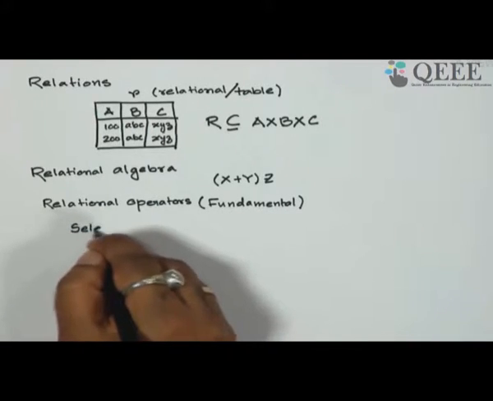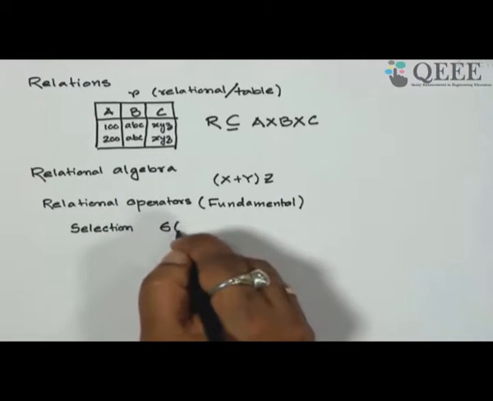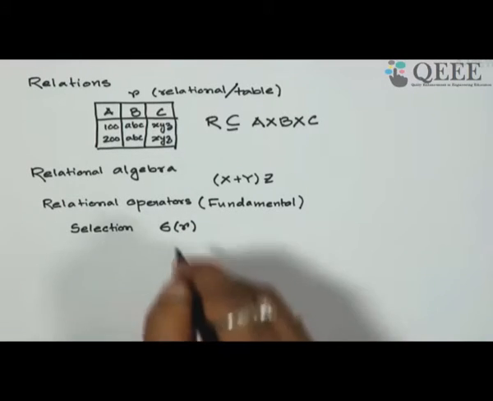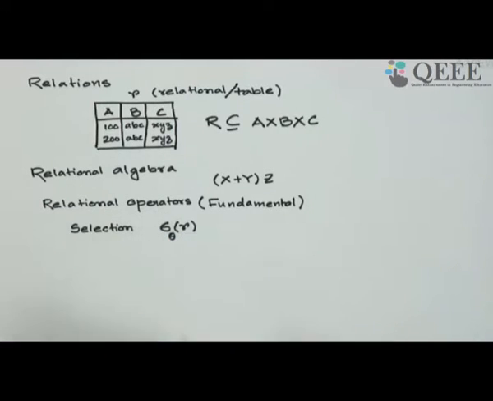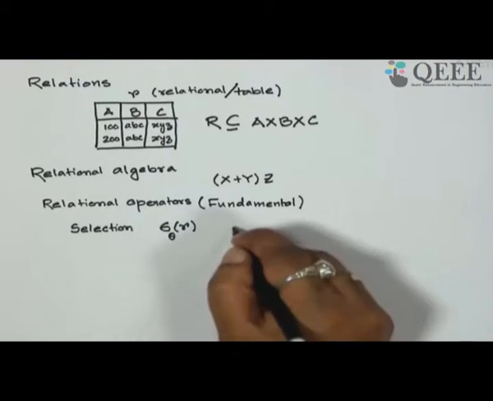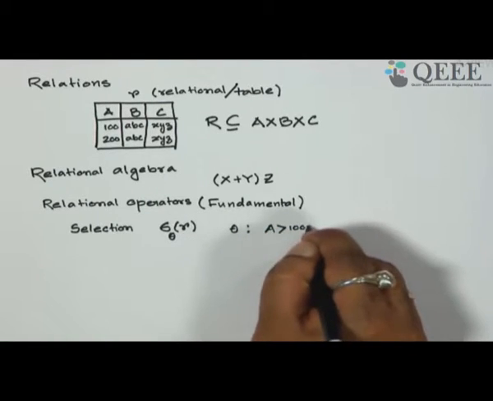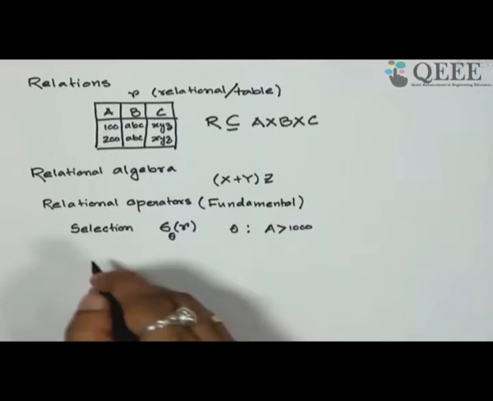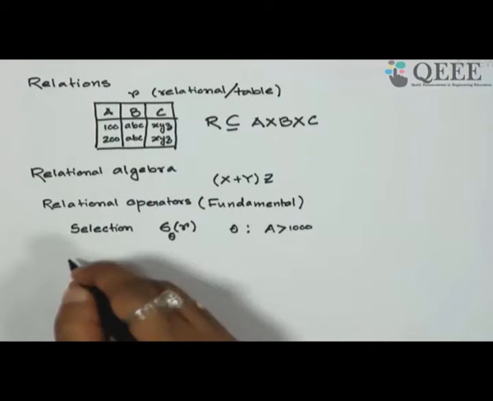Selection, which is a unary operator. It takes as input a tabular relation and returns all the rows which satisfy condition theta. So theta may be like A greater than 1000. It returns all the rows which satisfy theta, so it has the same number of columns but a reduced number of rows.